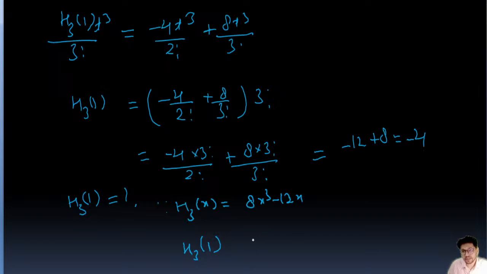So from here H3(1) is going to be very simple. We'll replace x by 1, so 8 into 1³ minus 12 into 1, that is 8 minus 12, that is −4. How quickly we have solved it, right? So if you know those terms, I would request you to practice questions and memorize these terms, because these are going to help you a lot, and you can easily solve questions in your examination. It will not waste your time.